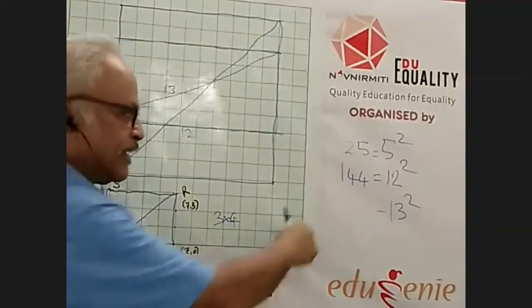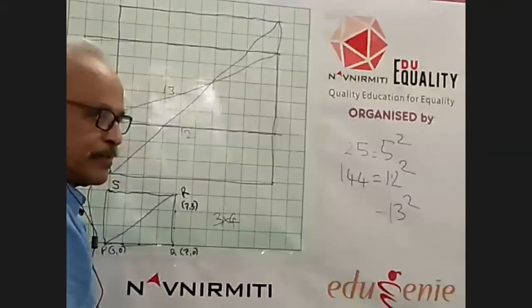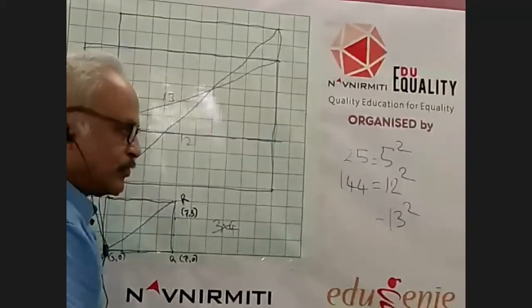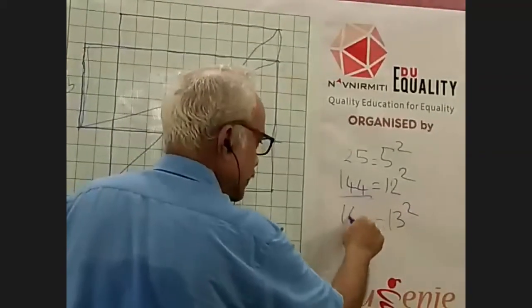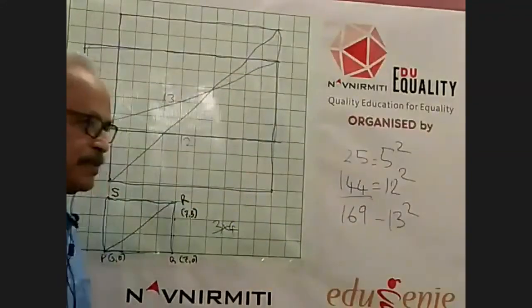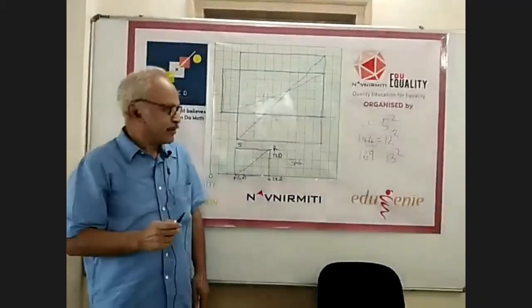Okay. Now let me add these two numbers, 25 and 144. What do I get when I add it? 169.